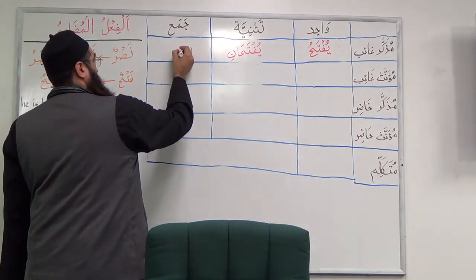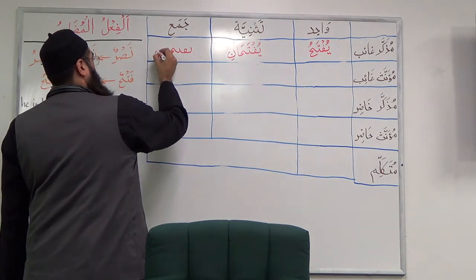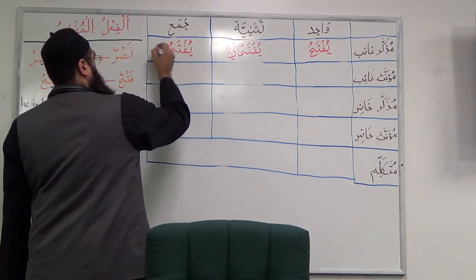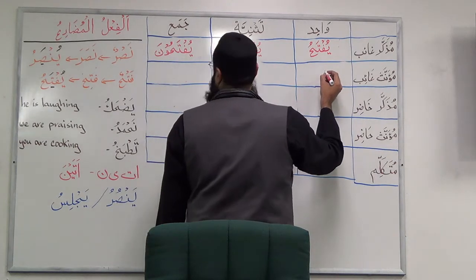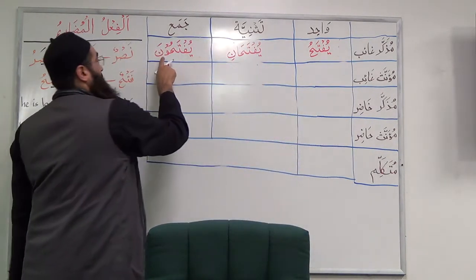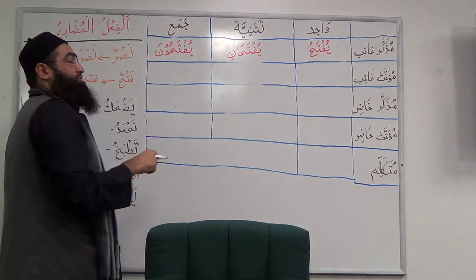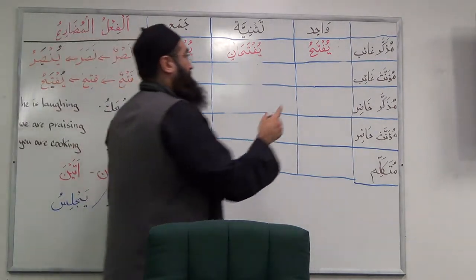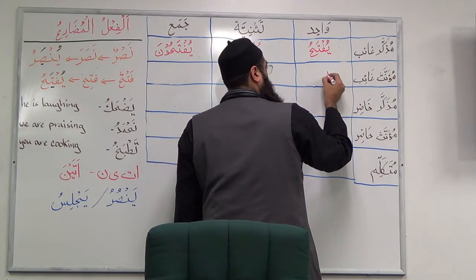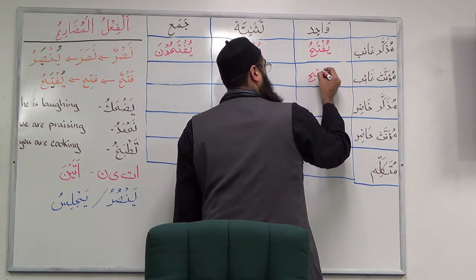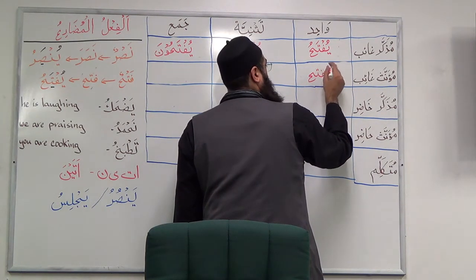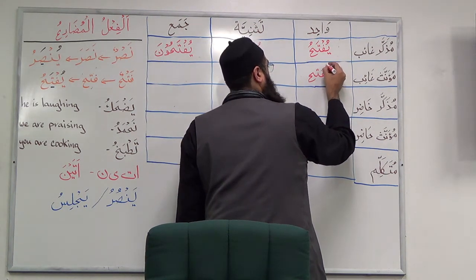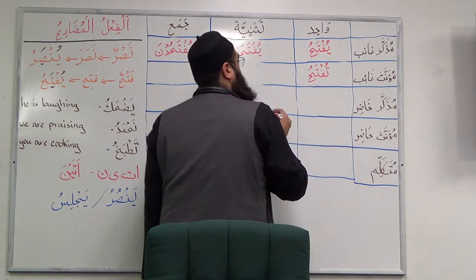What's going to be here? Yuftahuna. Good. All right. Tuftahu. Alif there, between the waw and noon? No. Two sukuns can never meet in Arabic. One has to drop. Inshallah, we'll learn that soon too. Yuftahuna. Tuftahu.